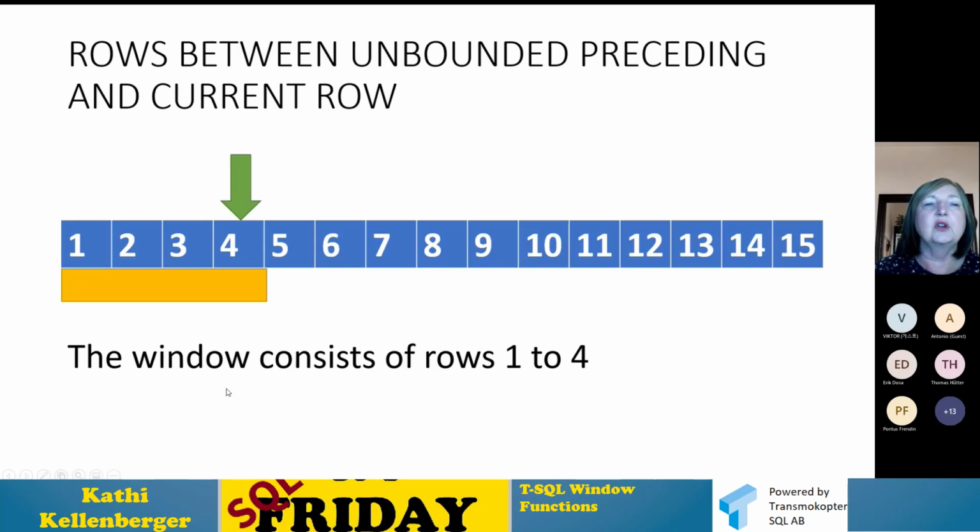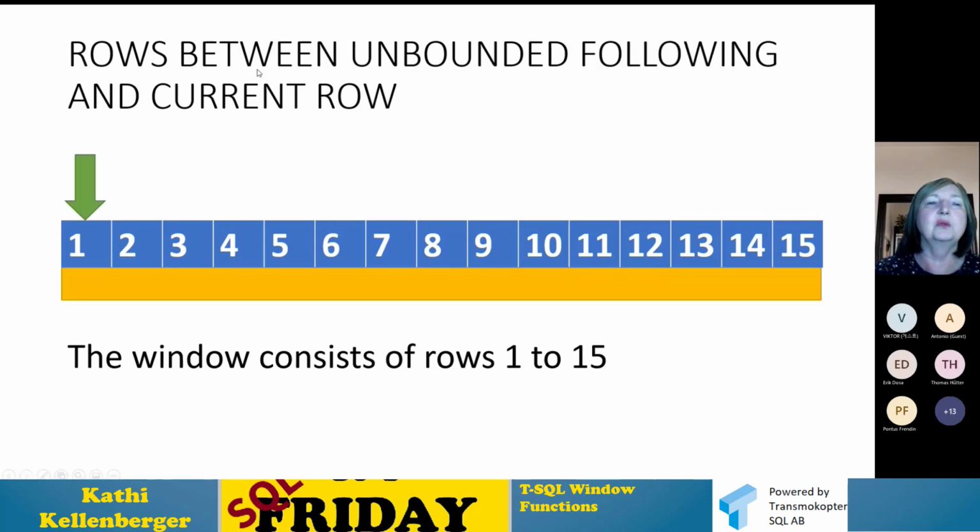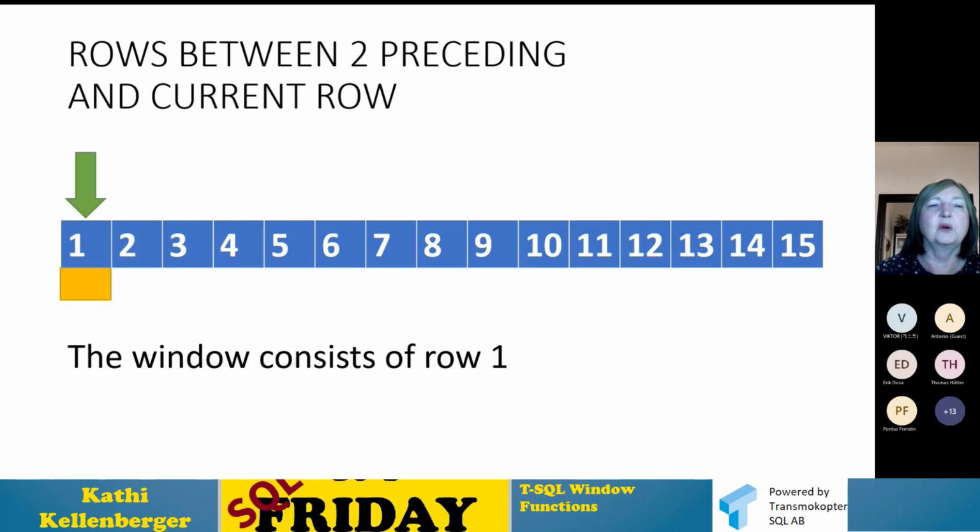I can go the other way. I can start with the current row and go to unbounded following at the end. So this will give me a reverse running total. In this case, my frame is getting smaller as I go. I can also use this terminology: 2 preceding and current row. Now, if you want to do this, you have to specify the frame. And the term range doesn't apply here.